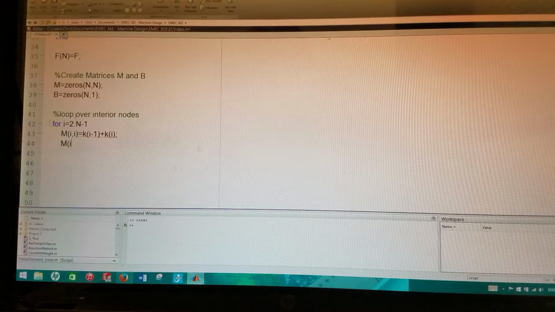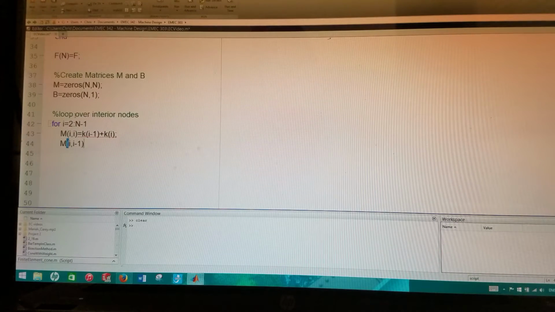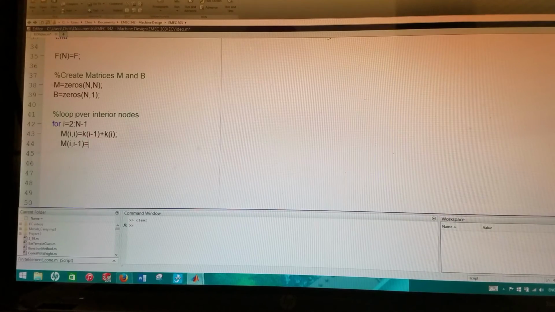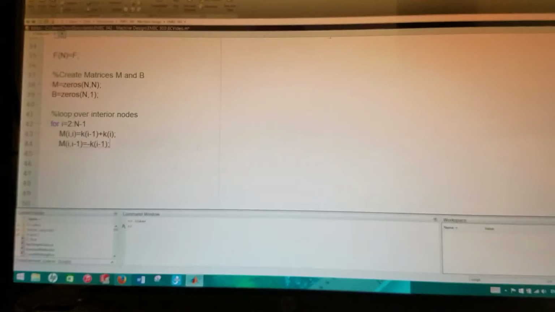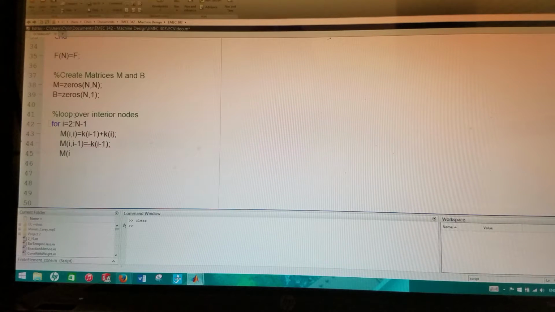Then to the left of the diagonal, we have this. To the right of the diagonal in the M matrix, we have this. And then we also know what's happening in the B matrix at the ith node, on the interior. And this is just going to be the weight at each node, or the loading faced by the node.